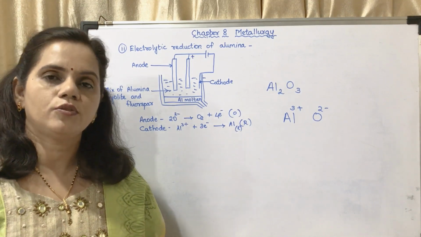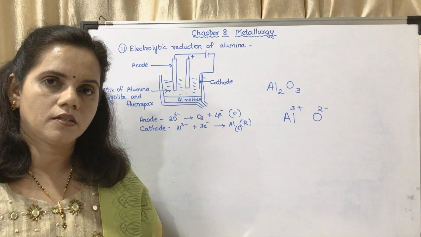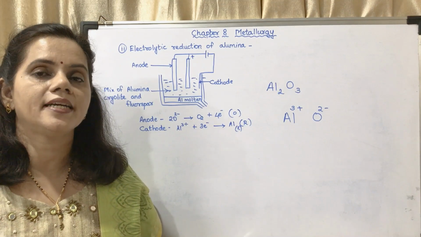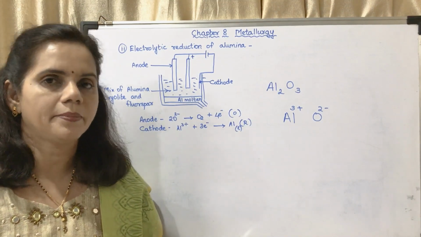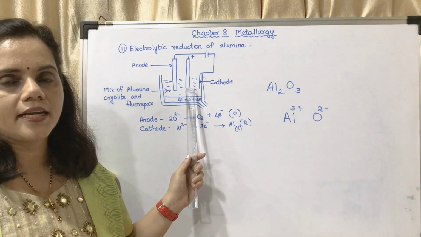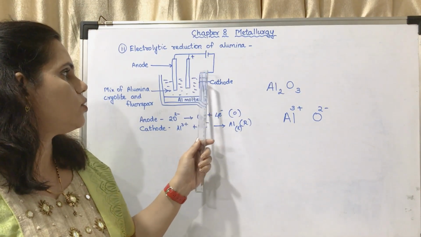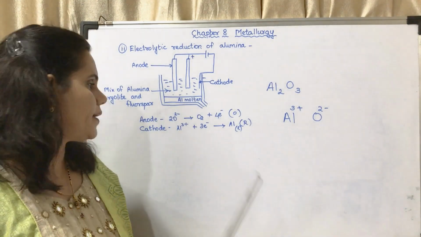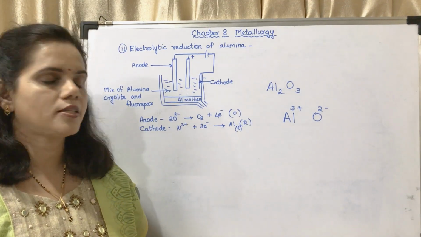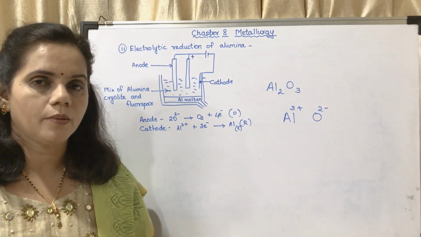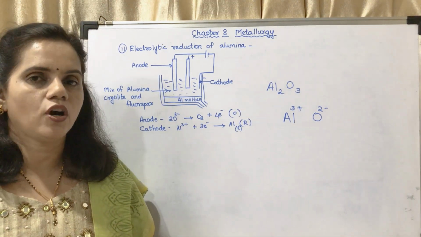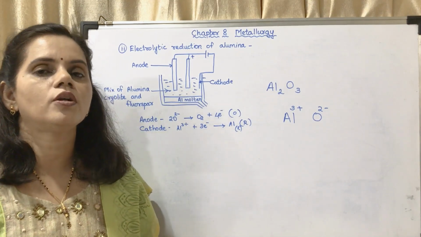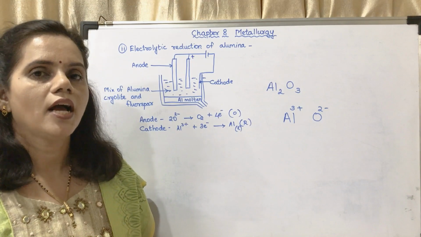I repeat, you have to melt alumina. To that you have to add cryolite and fluorspar to reduce the melting temperature. Okay, and it is taken in the steel tank. This is the anode, this is the cathode. At the anode oxygen is getting liberated, at the cathode aluminium is getting deposited, that means in the form of pure metal, pure aluminium. Okay, so thus you have got pure aluminium. You have done two processes: one is concentration of ore, the second is electrolytic reduction of alumina.